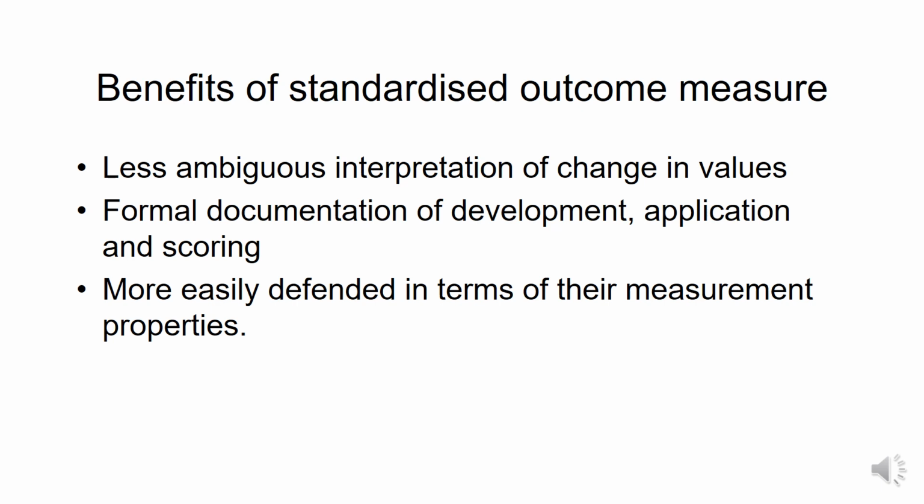Firstly, when you start to interpret any values that you get out of the outcome measure, the interpretation will be less ambiguous. With that, it means that you're able to compare between sessions, but also between patients and between clinicians as well. The next advantage of using a standardized outcome measure is that there will probably be formal documentation about the development and application and scoring of the outcome measure. And what I'm talking about here is usually mainly paper-based outcome measures, but some non-paper-based outcome measures can also have documentation of such sort. Why is it important to have that?